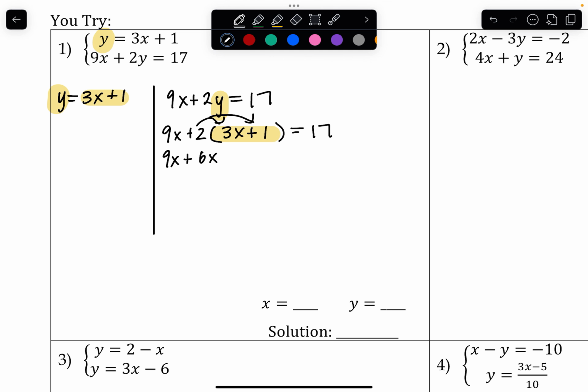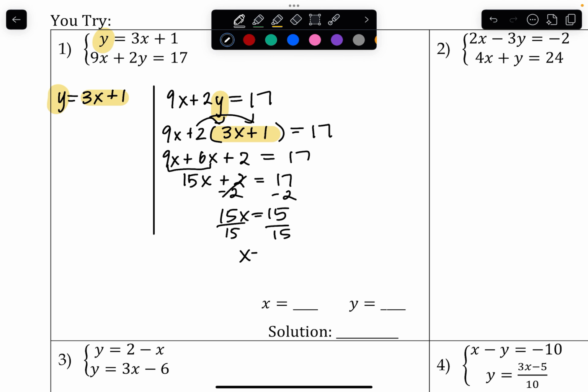So I'm going to solve it by first distributing. Combine my like terms, which is 9x and 6x. Subtract the 2 to isolate my x term. And then divide, and we get x equals 1.